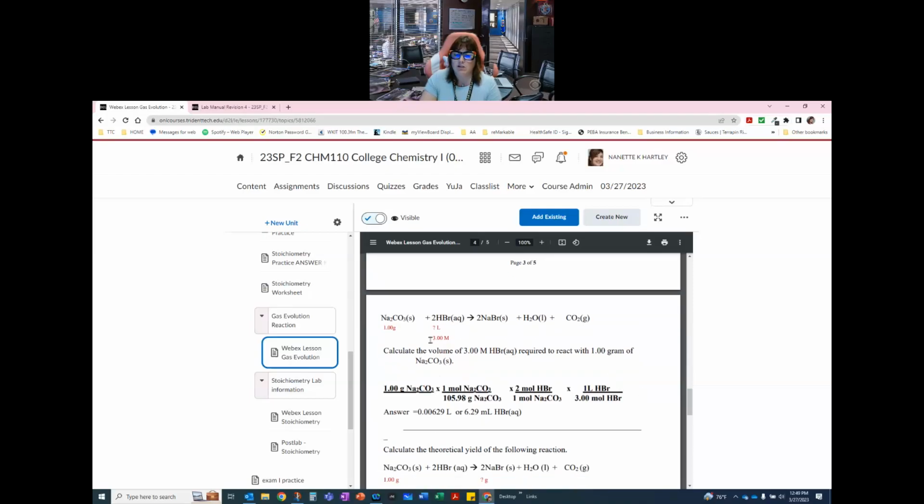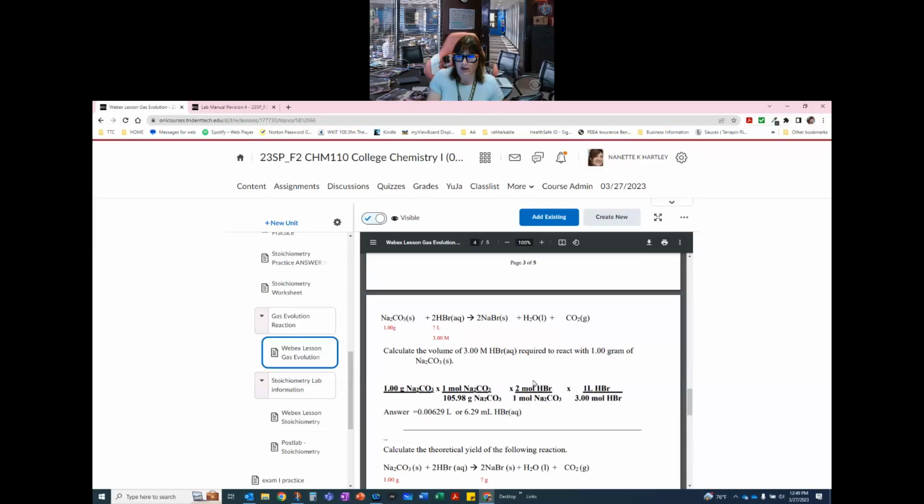Okay. We can also calculate the volume of HBr that we need to react with 1 gram of Na2CO3. And this is a little bit different than what we've done before. So we're still going to convert from grams to moles. So this conversion right here is grams to moles. We still know that the molar ratio is 1 mole of Na2CO3 per 2 moles of HBr based on the balanced equation, right? Now here's where the difference comes in.